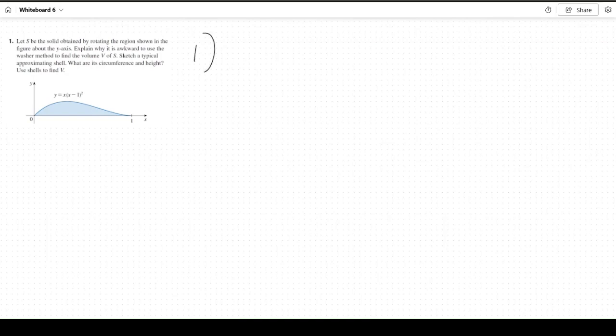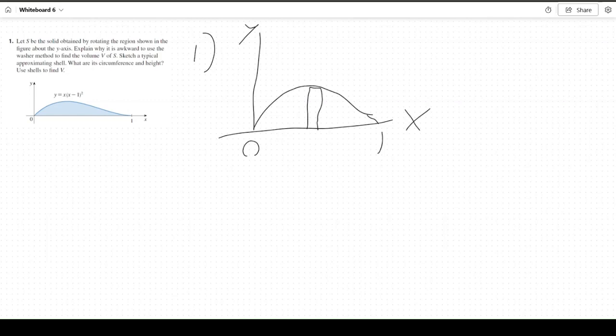So first we have to sketch it again, right? Let's sketch this again. It doesn't have to be perfect. So this is the function that they're giving us, and it says about the y-axis. So that means we have to draw a little rectangle right here. Since it's parallel to the y-axis, going in the same direction, we have to draw that rectangle in a vertical way. So here we have our height, here we have our thickness. This is delta x, and from the y-axis to the rectangle, this is our radius.